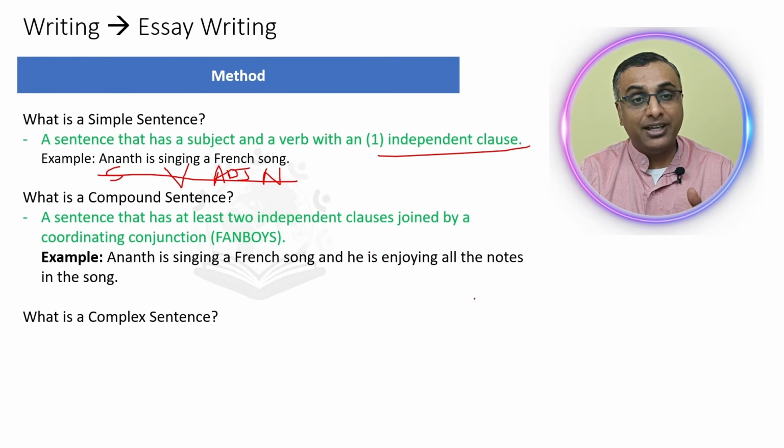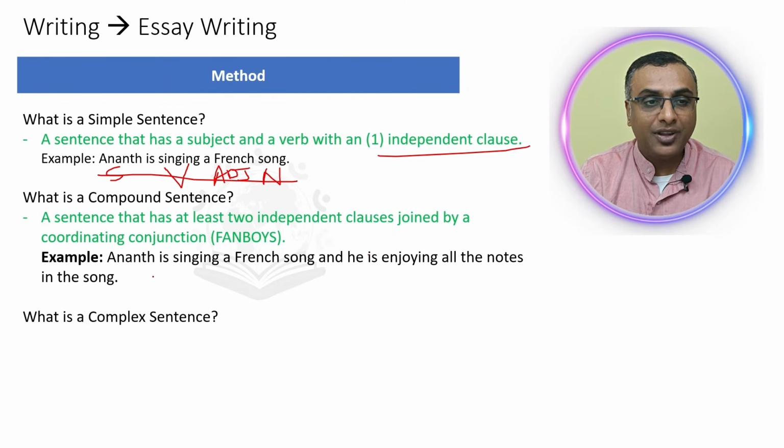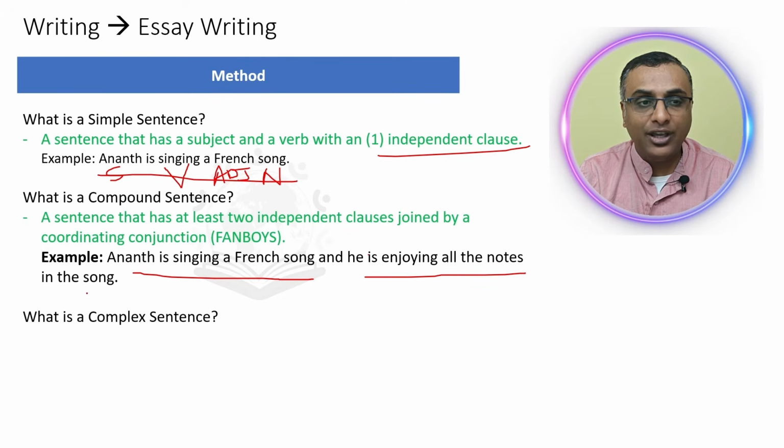Let's understand by an example and then come back and understand more details about it. Now, Anant is singing a friend's song and he is enjoying all the notes in the song. What is the coordinating conjunction over here? "And" is the coordinating conjunction.